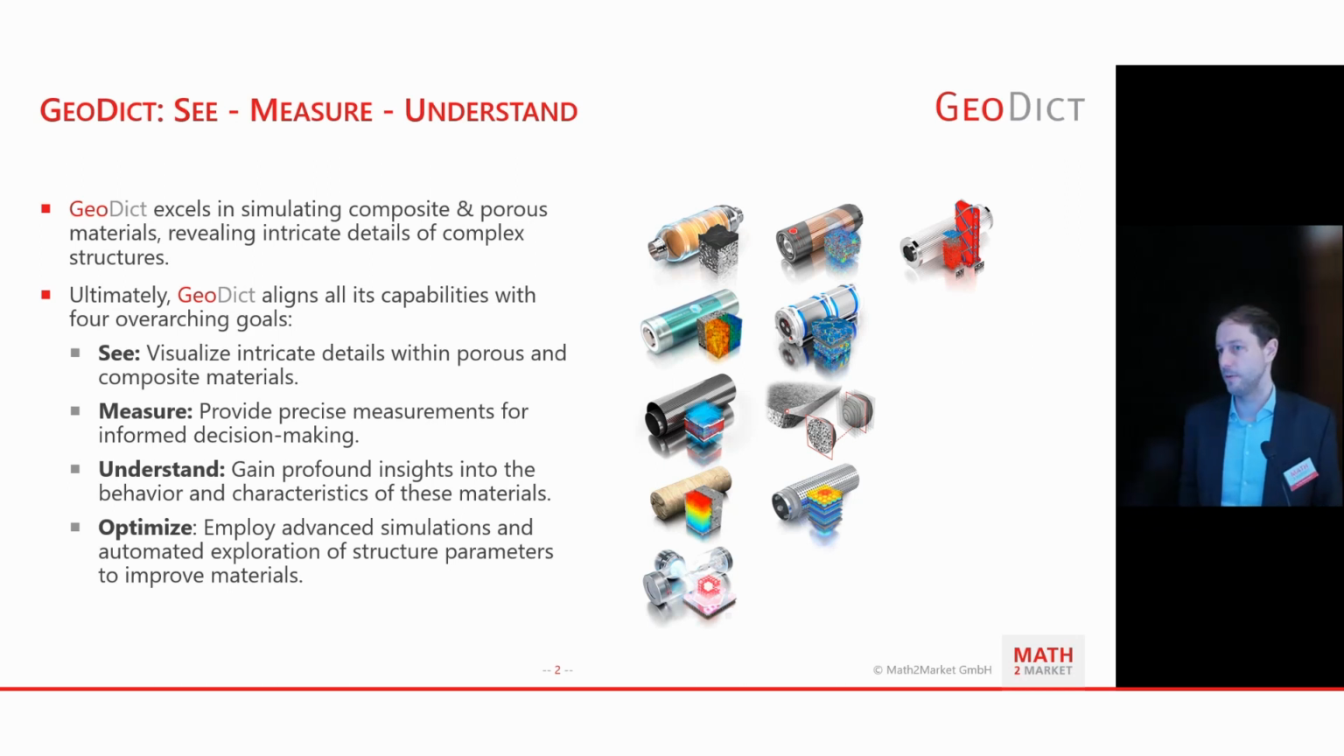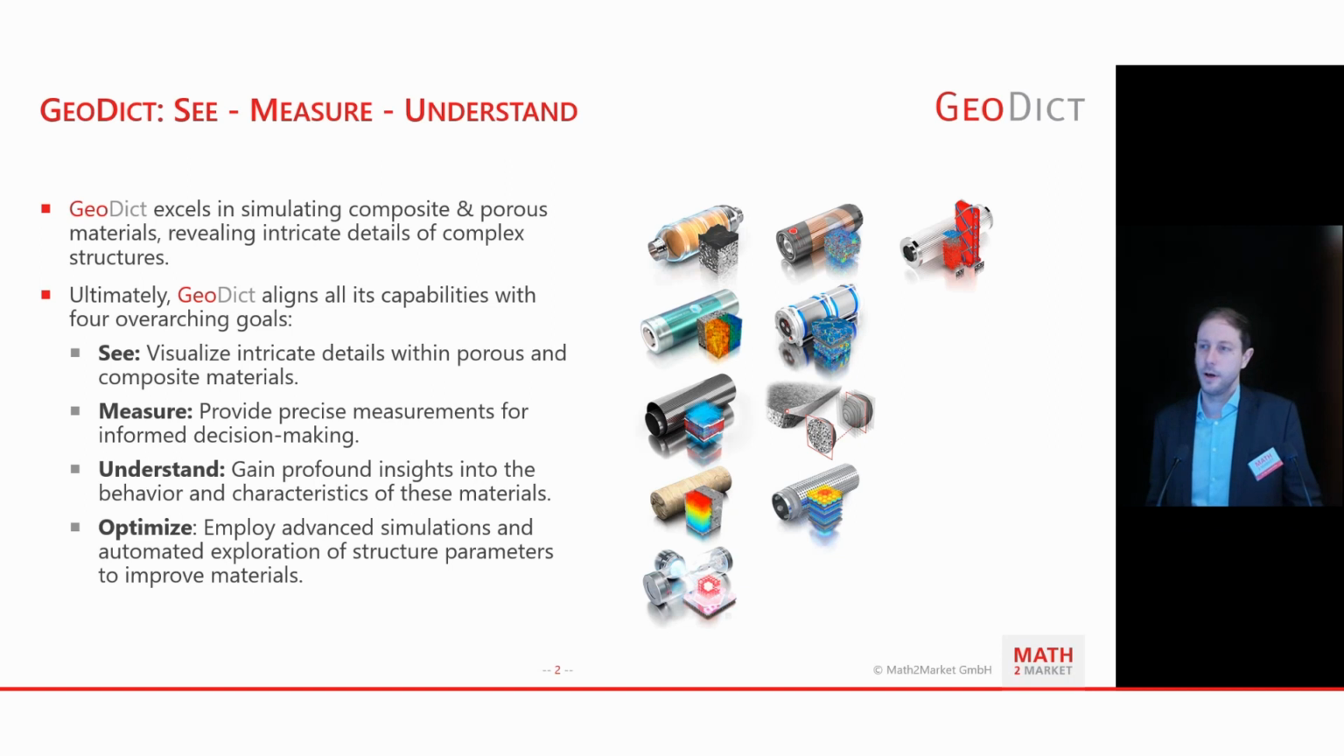We want to see how the structure looks inside. We want to measure certain properties, and then we want to understand why our material behaves like it does. And finally, we optimize our material to get something better and something newer. In this talk, I will not tell about optimization. I will more or less tell you how to see, measure, and understand using GeoDict.